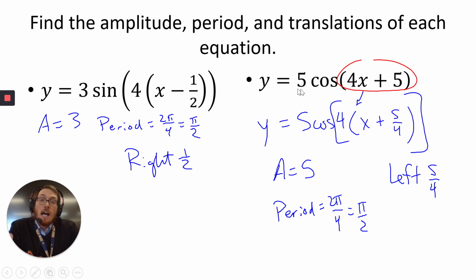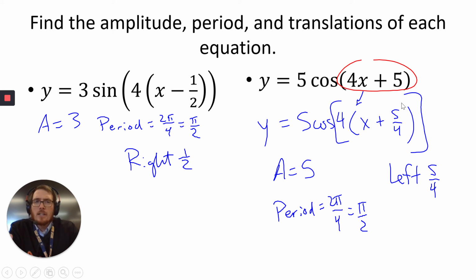The second one has 5. That's the amplitude. It has a period of 2 pi over 4, same as this one. Okay, so 4x divided by 4, you get 2 pi over 4, which is pi over 2. But notice in this circled area, it's 4x plus 5, and compared to this one, this is 4 times the quantity. In order for you to get phase shifts correct, you have to factor it out. So if there's a coefficient in front of x, you have to essentially take out a 4 from both pieces, which all that's going to do is divide the second number by 4.